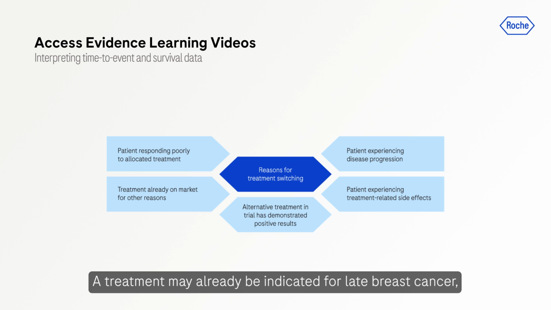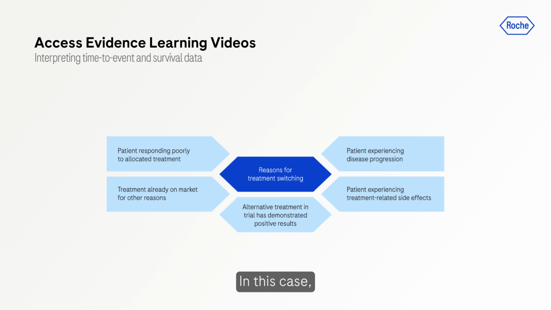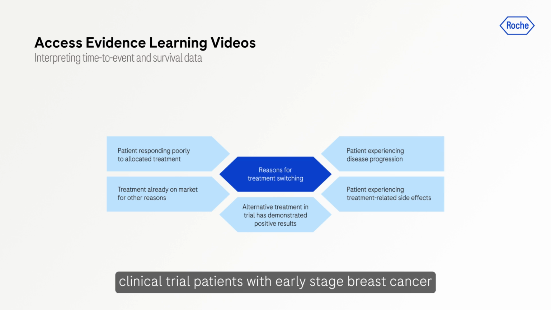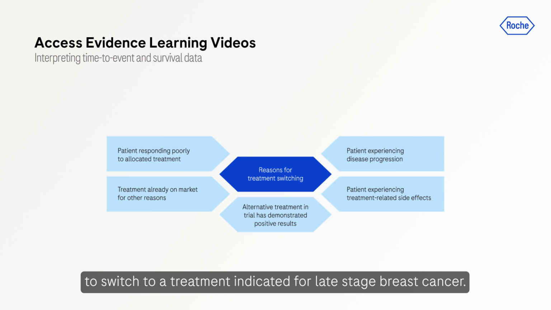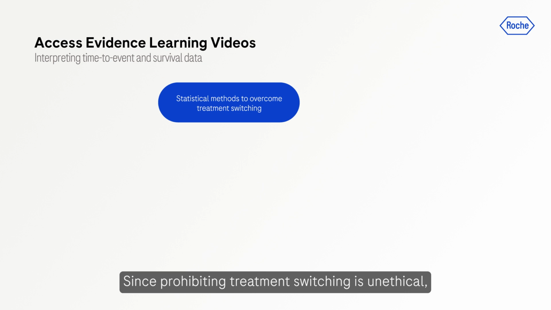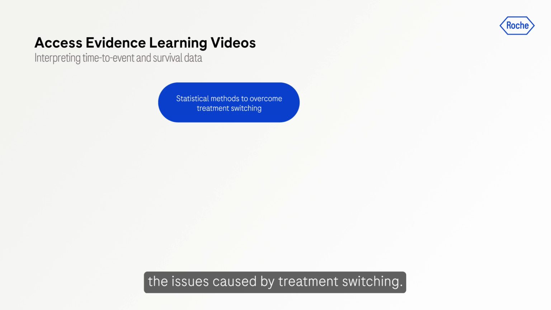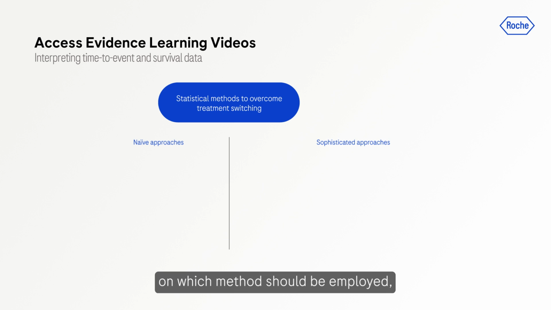A treatment may already be indicated for late breast cancer, but is not currently licensed for early disease. In this case, clinical trial patients with early-stage breast cancer who progress to a later stage of disease are permitted to switch to a treatment indicated for late-stage breast cancer. Since prohibiting treatment switching is unethical, statistical methods are often used to overcome the issues caused by treatment switching, although there is no clear consensus on which method should be employed.